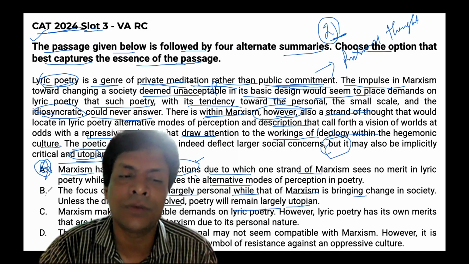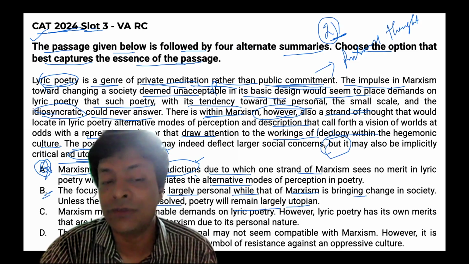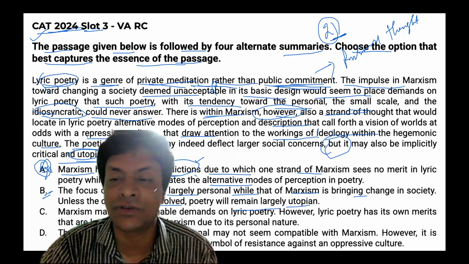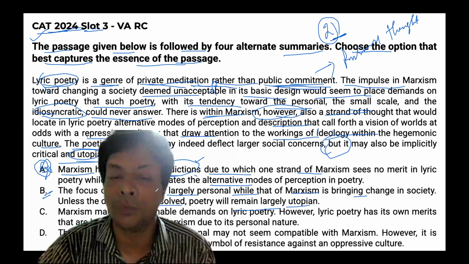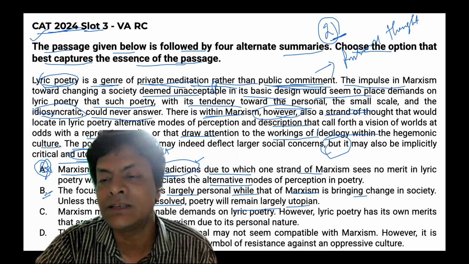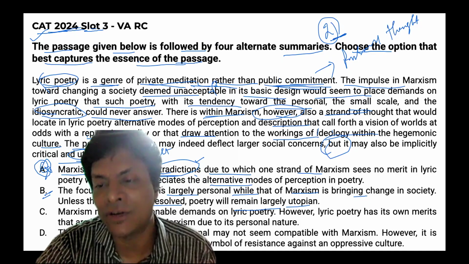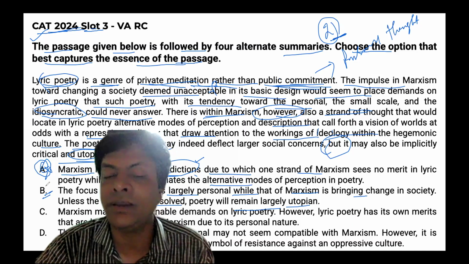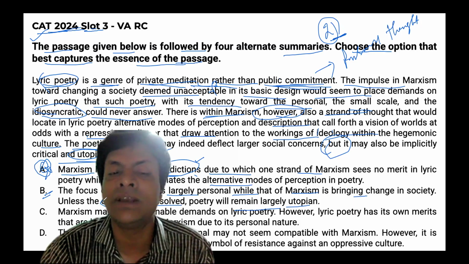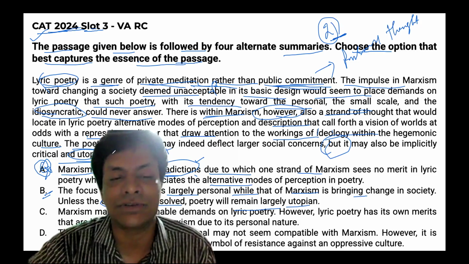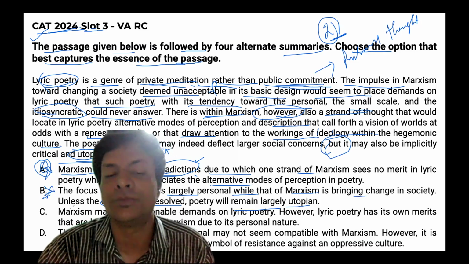Now, if you observe carefully, option B states that the focus of lyric poetry is largely personal, and Marxism is bringing change in society, right? It tells about both things, but later it is also stated, unless the difference is resolved. This clearly indicates that lyric poetry focuses on personal feelings while Marxism focuses on changing society. If these differences are not dealt with, poetry will remain utopian, or unrealistic or idealistic. So it tries to make the difference between lyric poetry and Marxism, which is not the main thought of the passage, right? So it cannot be called the main idea. Hence, option B is also eliminated.